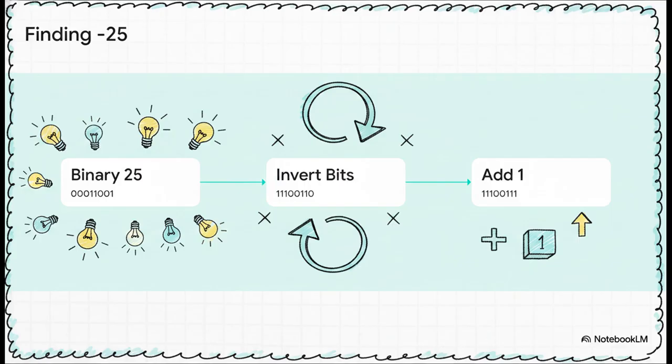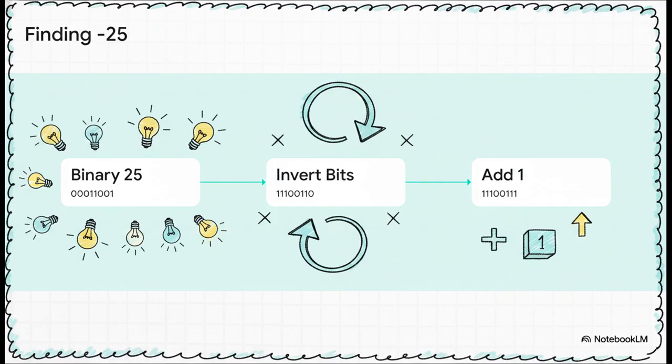Okay, here is your whiteboard breakdown. Step 1, completely ignore that negative sign for a second and just find the standard 8-bit binary for +25. That gives us 00011001. Step 2, flip the switches. Literally invert every single bit. The zeros become ones, the ones become zeros. So now we have 11100110.